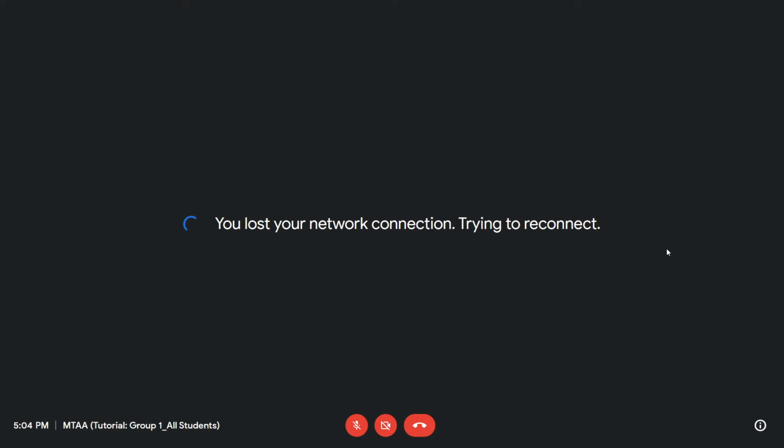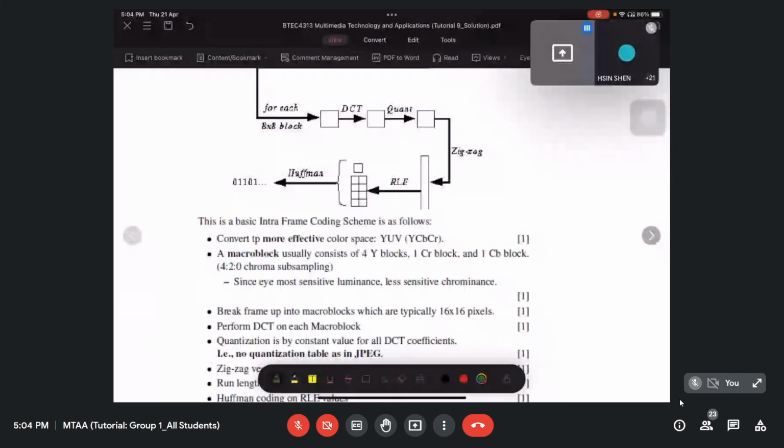So basic MPEG compression. Okay, let's look at this one. This is a basic intra-frame coding scheme. Okay, you can use whatever it is.